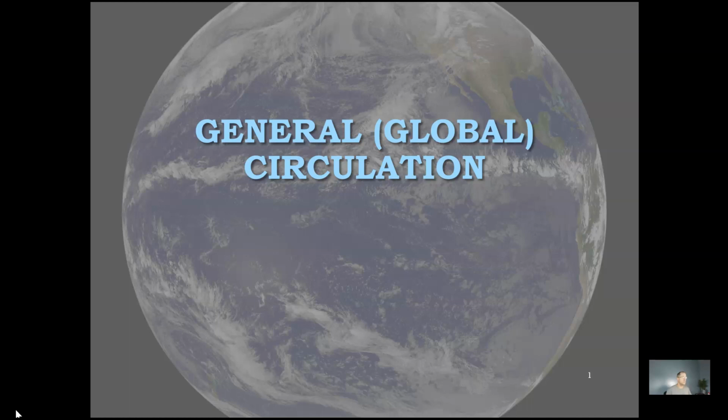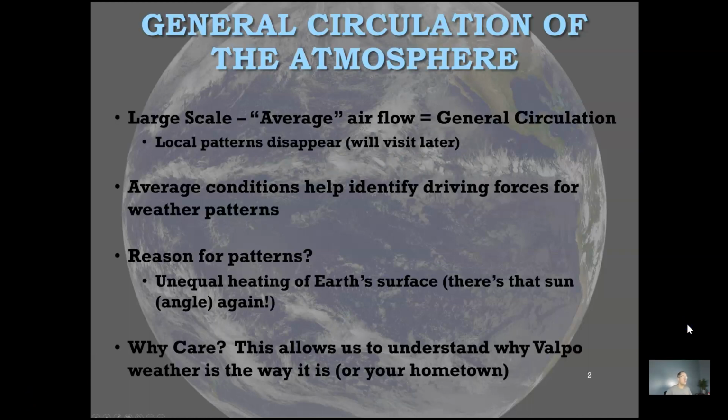So when we talk about general circulation or global circulation, they're generally synonymous terms. What we're talking about here is what is the average flow in different parts of the globe. And so this is more of a large scale view.